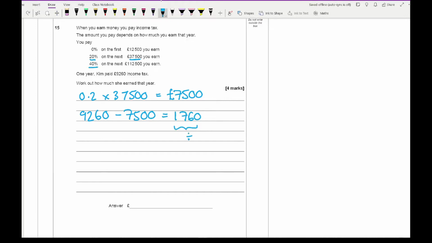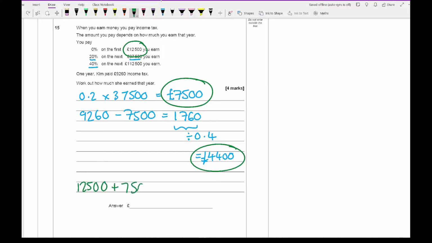So if I then divide that by 0.4, I end up with 4,400 pounds. Now in terms of this, to work out what her salary is, I need to add 7,500, 4,400, and not forgetting that 12,500. So overall salary is going to be 12,500 plus 7,500 plus 4,400, and that comes up to a total of 54,400. And there is our answer for that one.